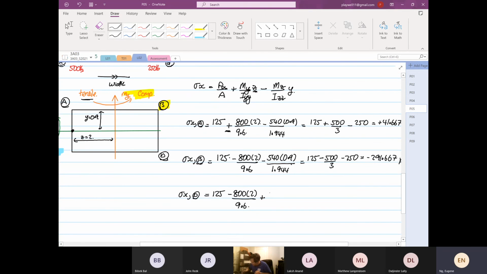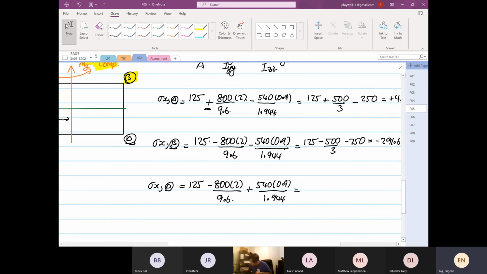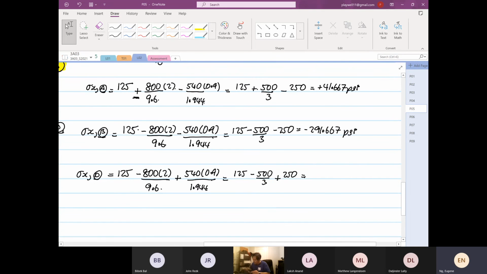So that's why I keep on elaborating. Don't worry about the sign. When you analyze, the sign will come. You will see the shift in the change in the sign. Okay, so this is 1.944. So this is 125 minus 500 over 3 plus 250. So it's equal to 208.333 psi.